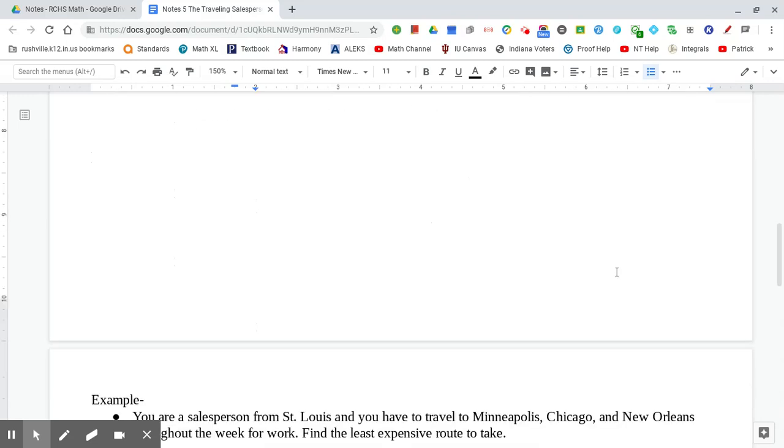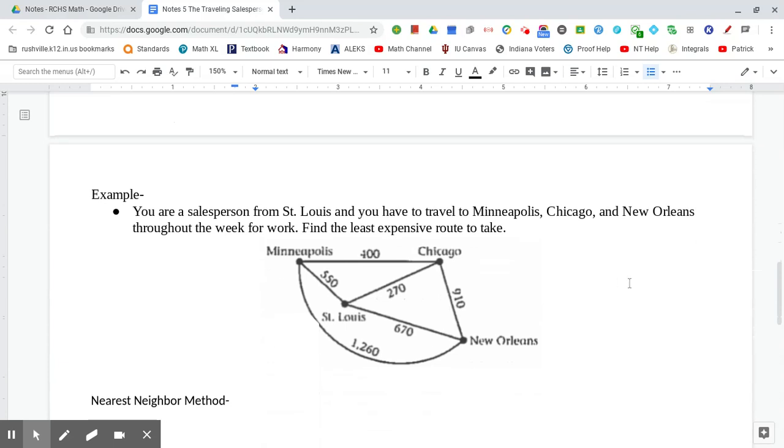All right, so we're going to take a look at one example. And here we have our graph, and we're going to pretend that we live in St. Louis and that we are a salesperson, and every week we need to go to Minneapolis, Chicago, and New Orleans for work. Now, obviously, we're going to start off at St. Louis, and that means that at the end of the work week, we are going to want to return to our home in St. Louis. It tells us to find the least expensive route to take.